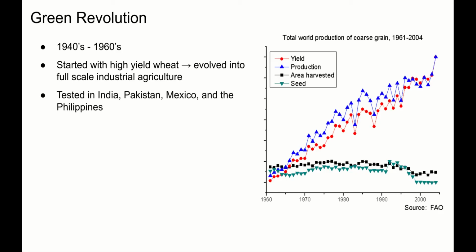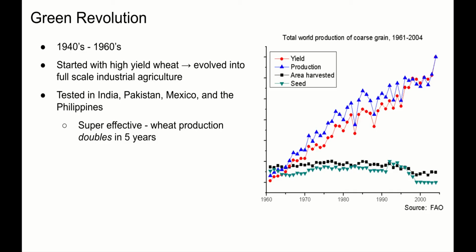These techniques of industrial agriculture were initially invented in the United States and in Britain, but they were tested in India, in Pakistan, in Mexico, in the Philippines. To be totally frank, in areas where there were so many lower income people that there wouldn't be a huge fuss if something went wrong. They were not tested in the countries that invented these techniques. However, quickly, we saw that these techniques were super effective.